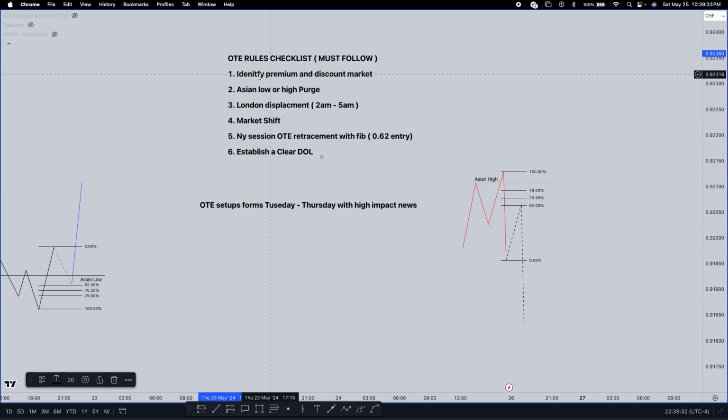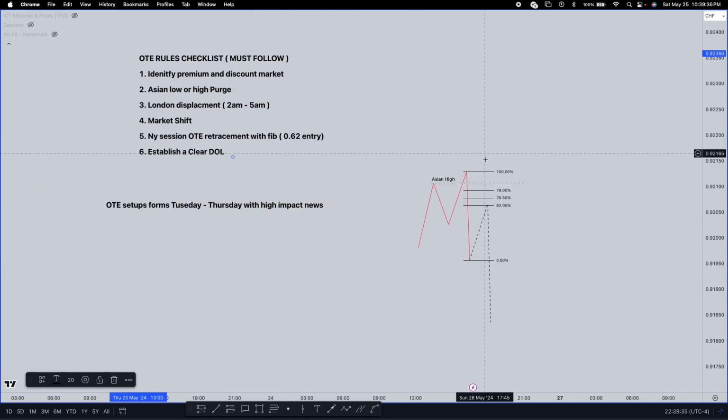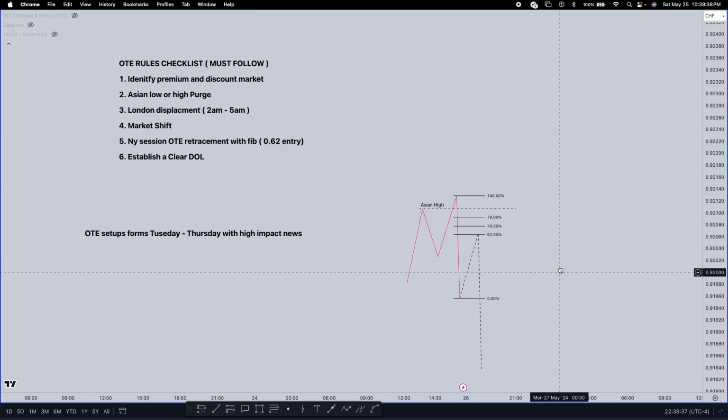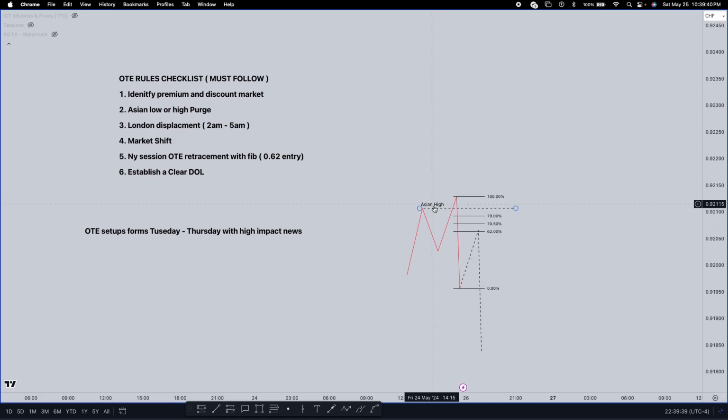So the first rule was what? Identify premium or discount. Like I say, obviously this is a hindsight cherry pick example. This is a premium market. So we have come to our charts and identified that we are in a premium market, and we're now looking for the market to attack sell side liquidity. So first rule is checked off.